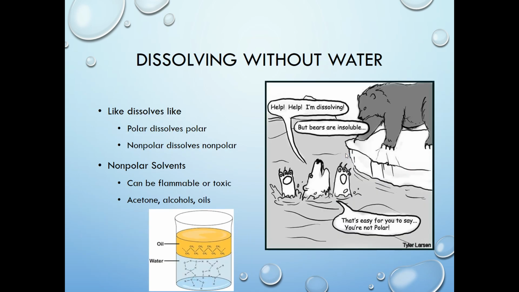If we have materials like water, we call that a polar material. Polar materials will dissolve polar materials. So you might hear the phrase "like dissolves like." Polar will dissolve polar. Nonpolar will dissolve nonpolar. Nonpolar solvents are things like acetone, alcohol, oils. So we can use them to dissolve things, but a lot of times they can be toxic or flammable. So we try really hard not to have to use organic or nonpolar solvents.